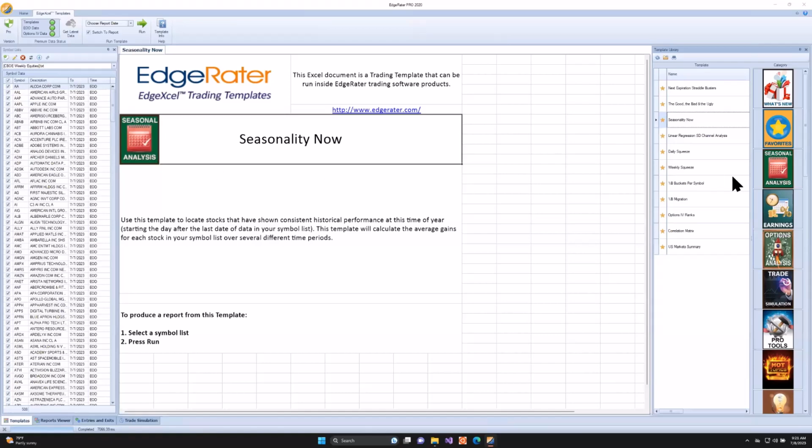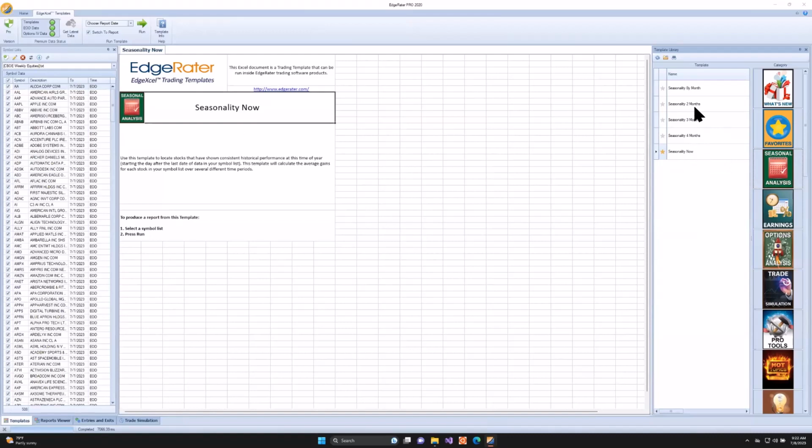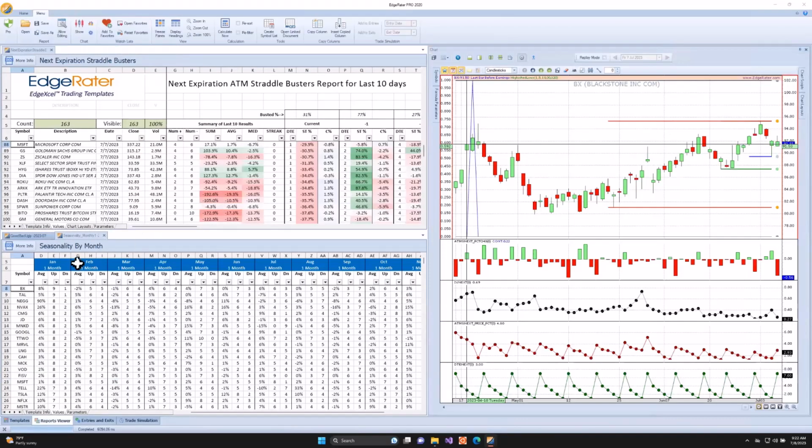So, for example, under seasonal analysis you'll find that template, but the classic one is seasonality by month. So click on seasonality by month, and I'll just run that quickly. Always in the lower left, you'll see the progress bar. So this is the program churning through the data, producing this report. The report is added next to the latest report that we had.